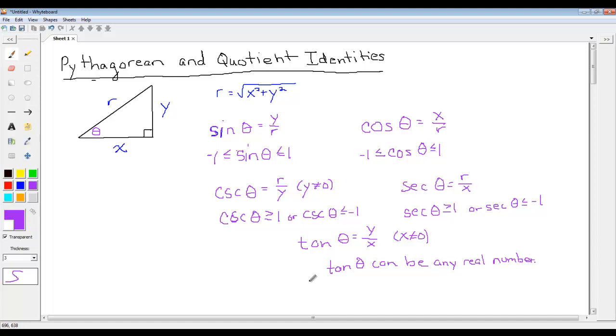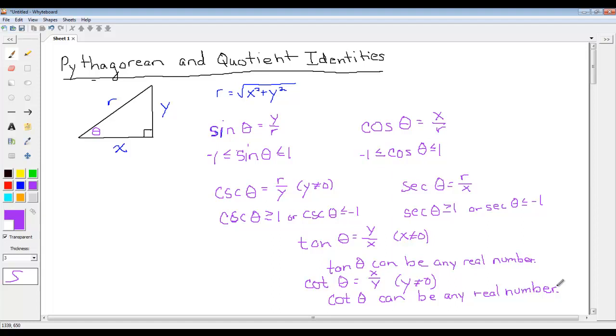And the same thing goes for cotangent theta, which is the reciprocal of tangent. X can be smaller than y, x can be equal to y, x can be greater than y, assuming y is not 0. So cotangent theta can be any real number. So these are just some considerations to make.